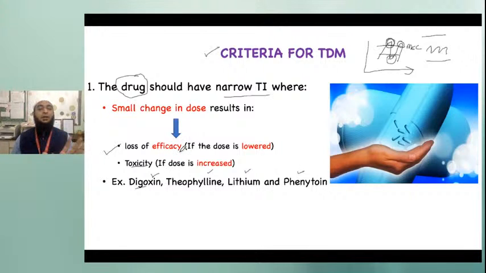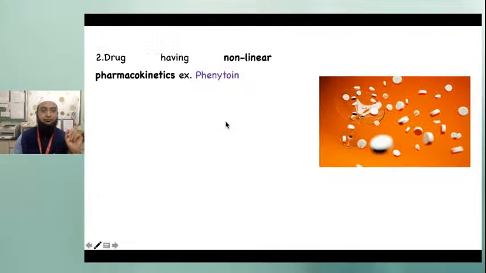Why are you monitoring by TDM? Because these are drugs with a narrow therapeutic index. So the first criterion is a drug with a narrow therapeutic index. Let's see the second criterion. The second criterion is when the drug has non-linear pharmacokinetics.